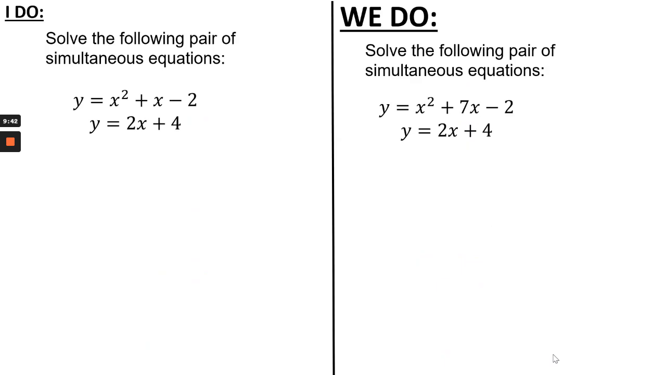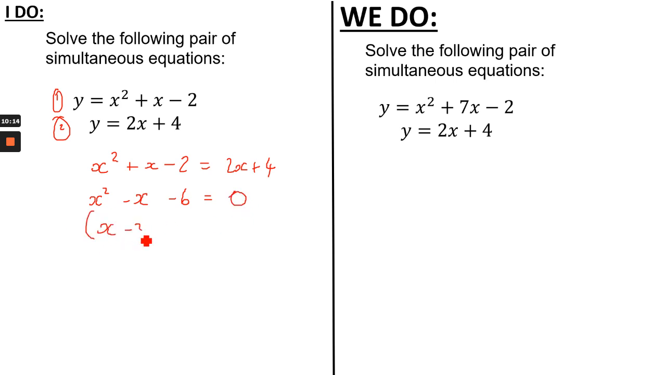Okay, the next example, we've got two equations that are equal to y. So the trick here is, well, if x squared add x take away 2 is equal to y, and 2x add 4 is equal to y, we can say that they both must equal each other. So I can say x squared plus x minus 2 is equal to 2x plus 4. I've got a quadratic, so I want to make it equal to 0. So I've got x squared minus x minus 6 is equal to 0. And I can factorize that. That's going to give me (x minus 3)(x plus 2) is equal to 0. So my x values are going to be 3 or negative 2.